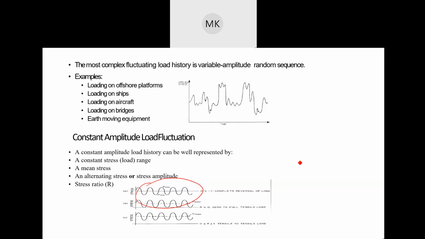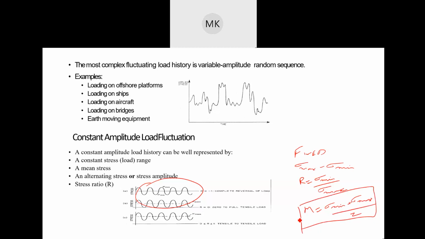There is a fixed load range, which is max minus min. A fixed one. This is all fixed. If the load range is fixed, your amplitude is also fixed. Stress ratio is also fixed. R is equal to min by max, also fixed. Mean is fixed, which is min plus max by 2. So all of these values are fixed in the testing.